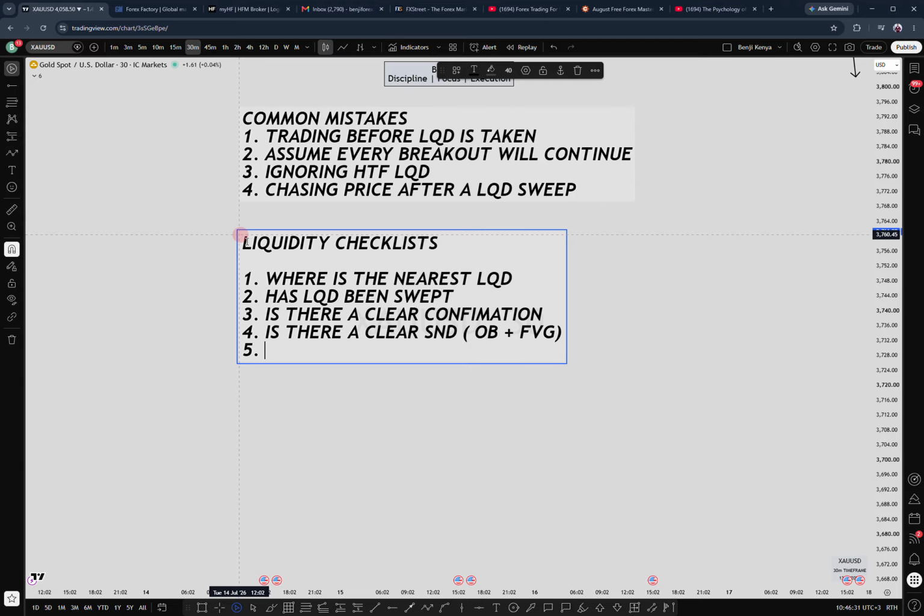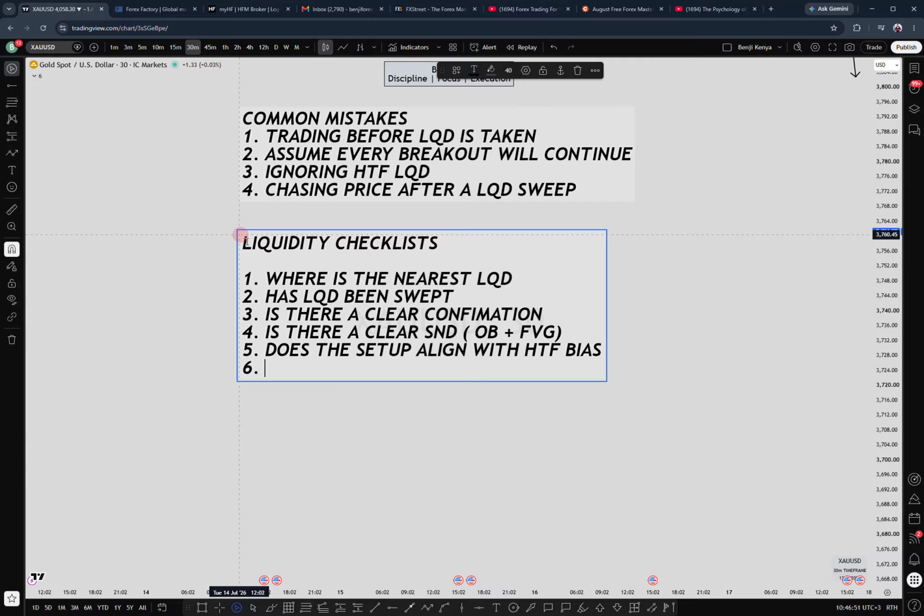And also, does the setup align with a higher time frame bias? Okay, the last thing is number 6. Is the setup having a good risk to reward ratio? Simple, clean checklist for liquidity.